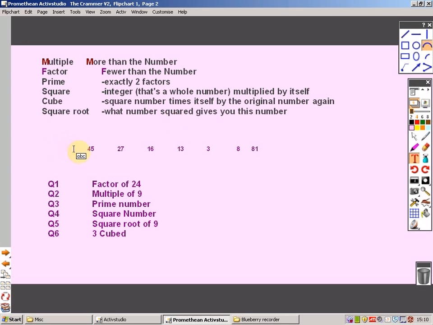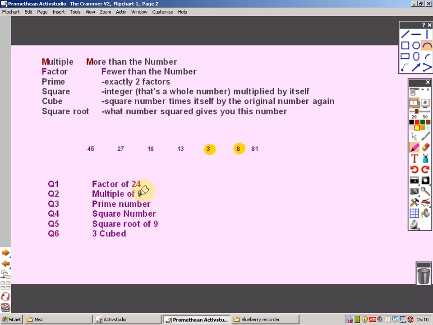This here might be a typical question. Question 1, a factor of 24. So which one of these numbers here is a factor of 24? If we're looking along there quickly, 3 is a factor of 24, and so is 8, because 3 times 8 is 24. So I've highlighted those.